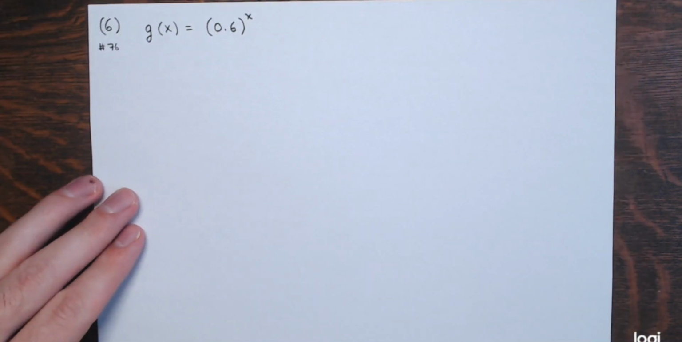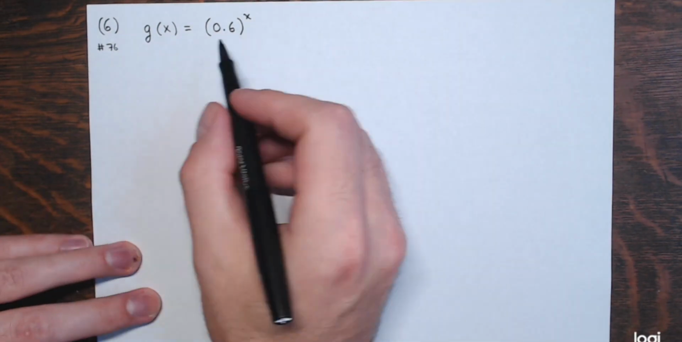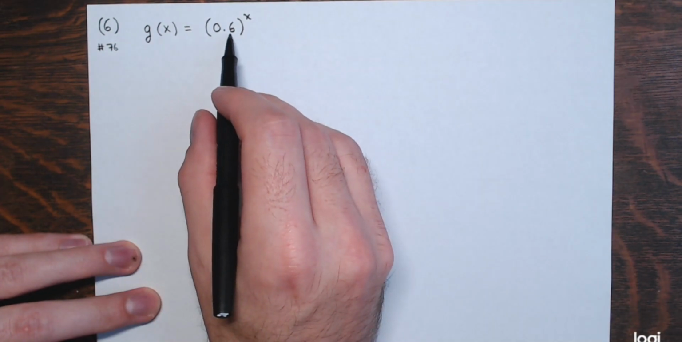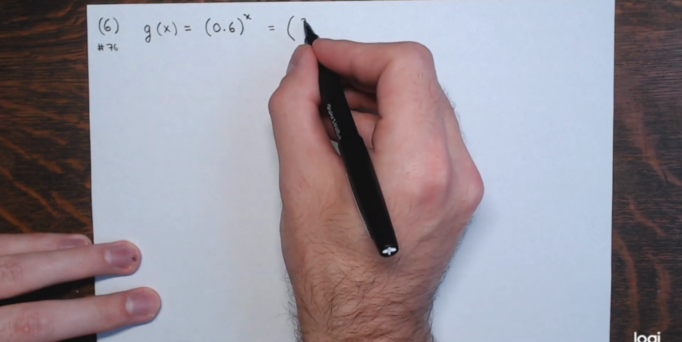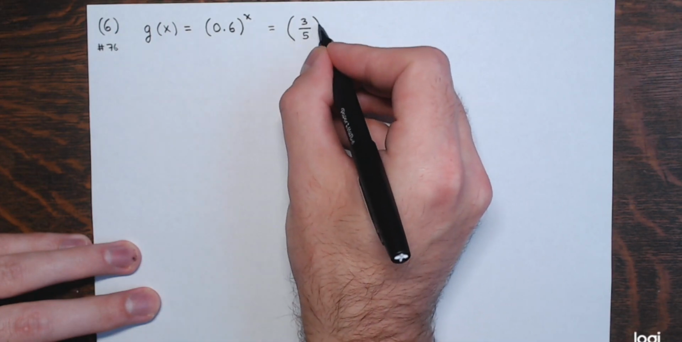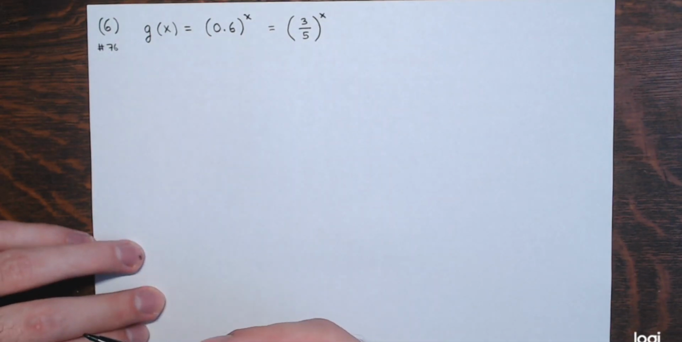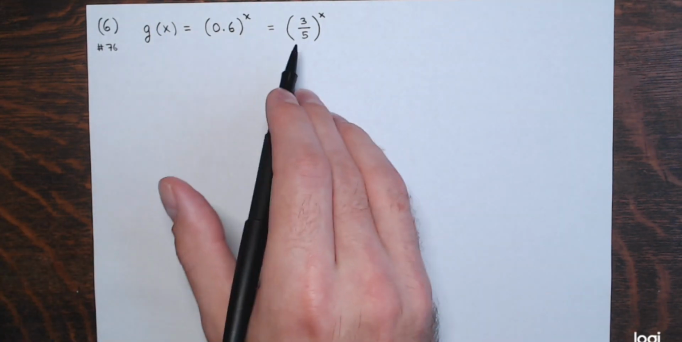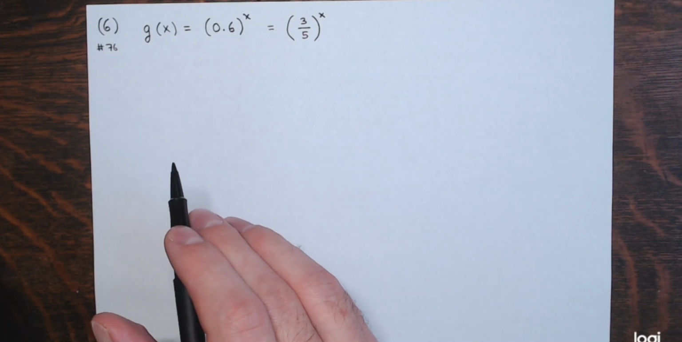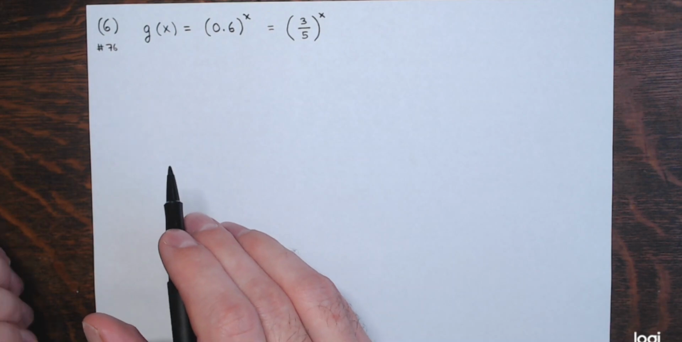So number 6, same stuff. So g of x equals 0.6 to the x, or if you like, 0.6 as a fraction would be 3/5 to the x, but still we have a base that's between 0 and 1 to just the x power. So you're going to see that this is going to have a very similar look to numbers 4 and 5, where the base was between 0 and 1 to just the x power.